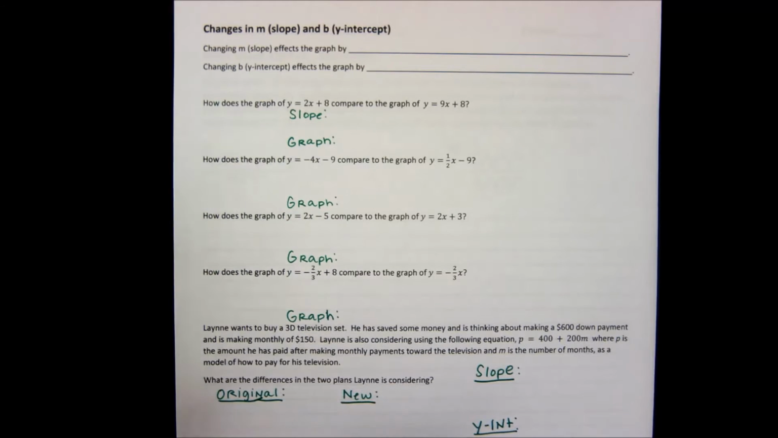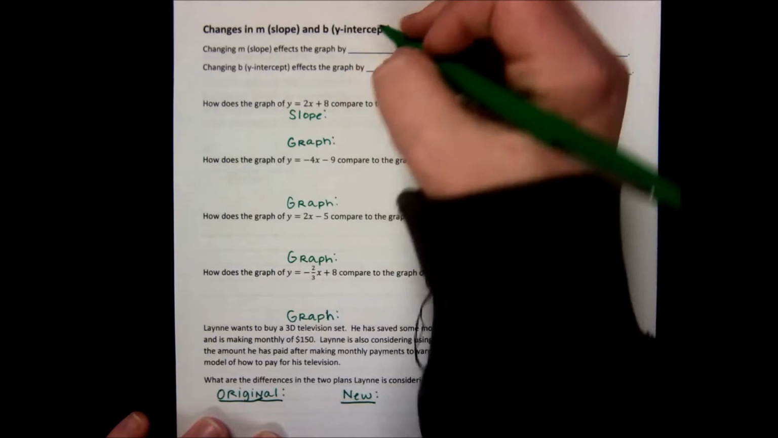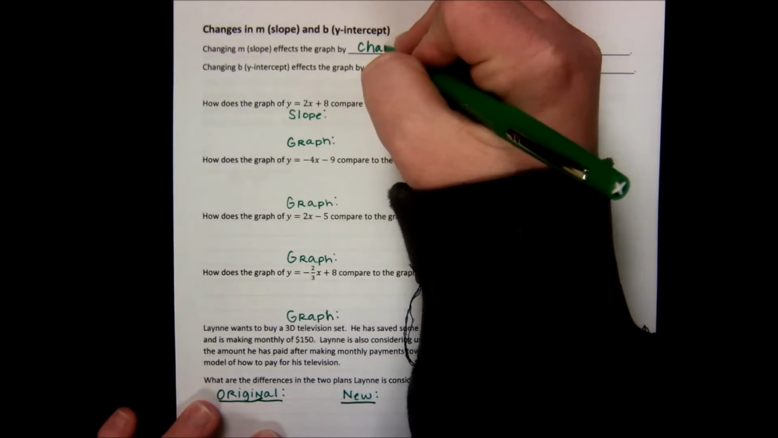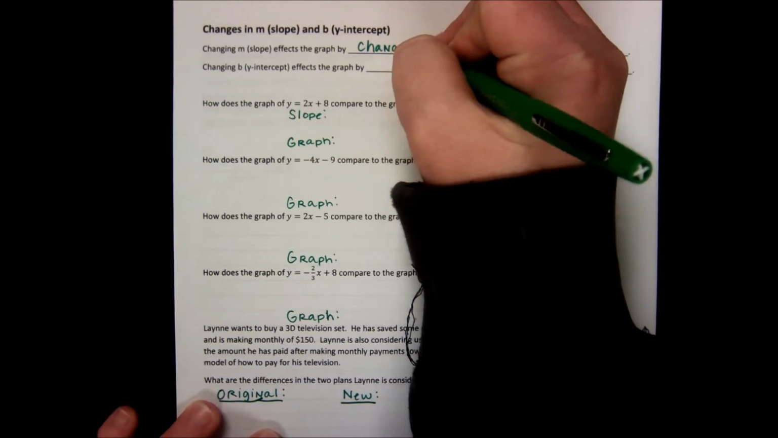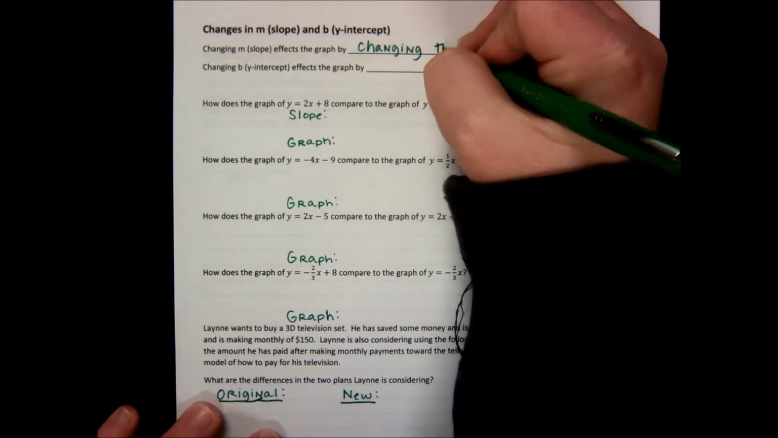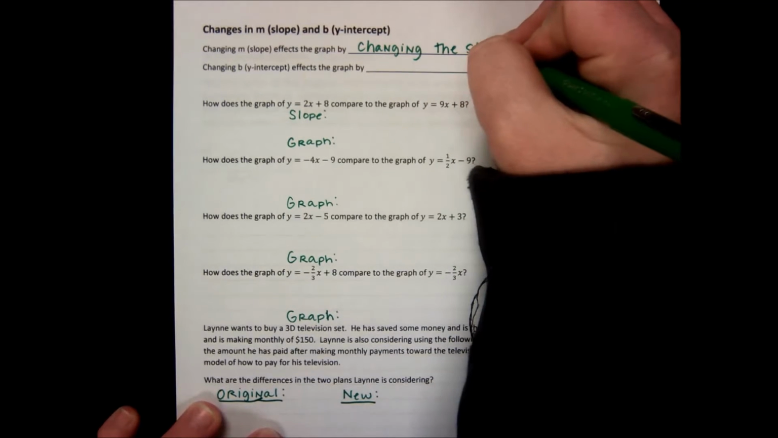Changes in slope and y-intercept. So changing m, or the slope, affects the graph by changing the steepness. If you don't know what steepness is, think about when you're climbing up a mountain.